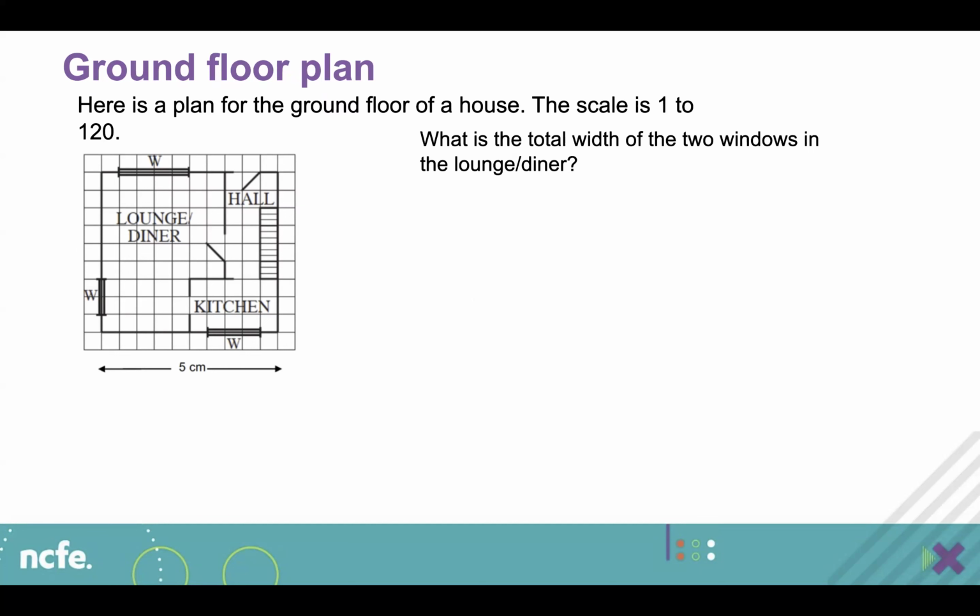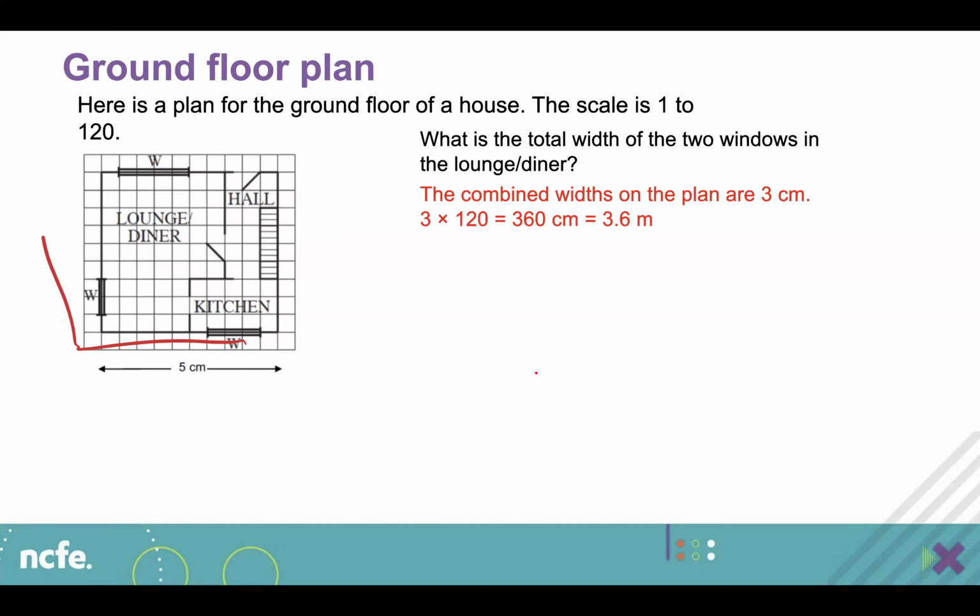in the lounge diner? So the total width of the windows in the lounge diner would be three times 120, which is 360 centimeters, because there are three windows. So three times 120 equals 360, which equals 3.6 meters.